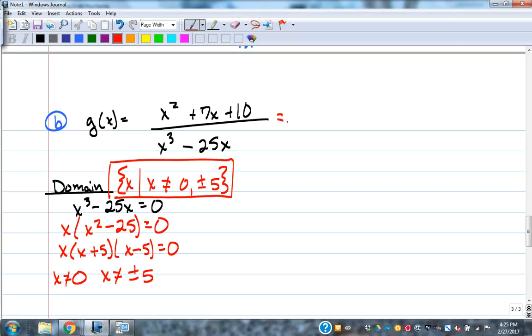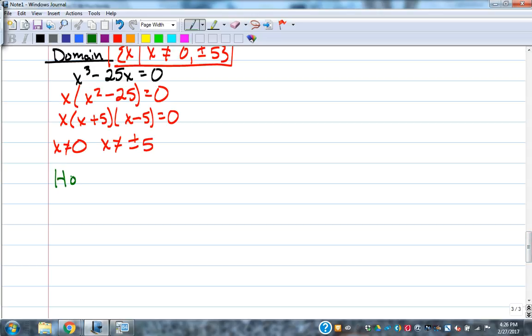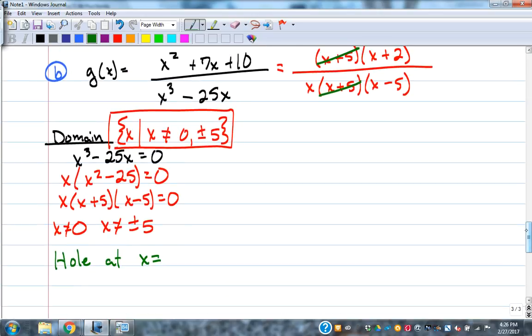All right. So that's going to help us in simplifying here. So we need to factor the numerator so we can simplify. So we need something that multiplies to be 10 and adds to be 7. Yeah, x plus 5, x plus 2. And then what cancels out? Those x plus 5s cancel each other out. That's where the holes occur. When you have a factor that cancels, that's what creates a hole. So we have a hole at x equals -5 because it was x plus 5.